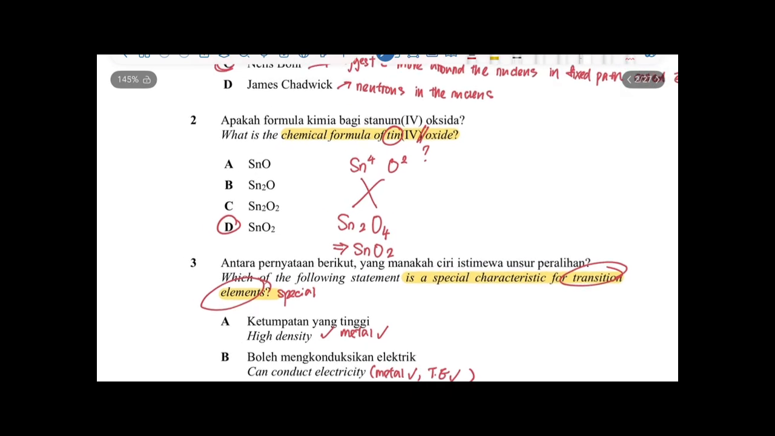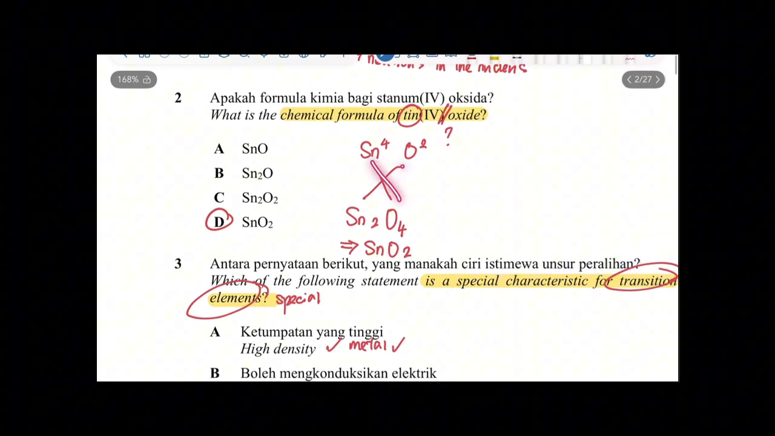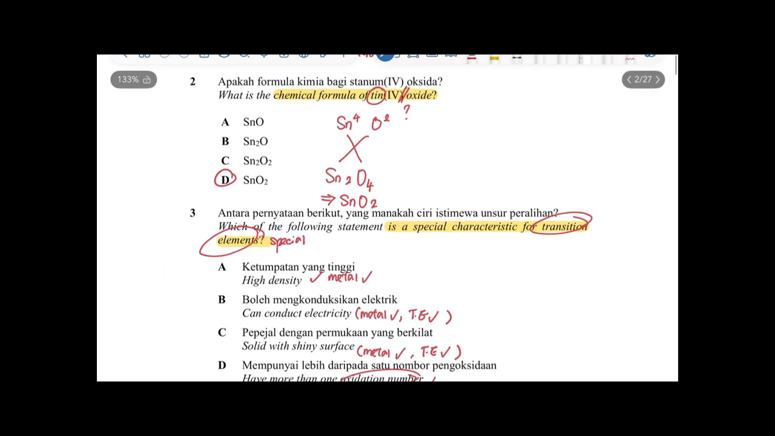So when we want to write the chemical formula, let's cross it. We copy down the tin over here, but we copy the oxide oxidation number, which is 2, over here. Then we also copy down the O, and we cross the oxidation number for the tin, which is 4. So 2 and 4 are multiples of each other, meaning that we can simplify it. When we simplify it, the answer would be D, SnO2.